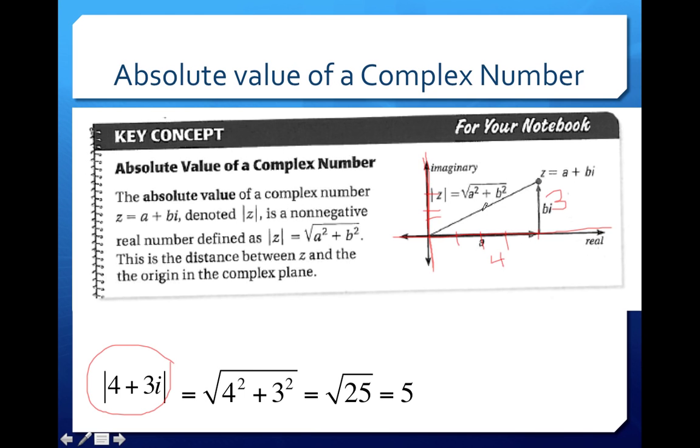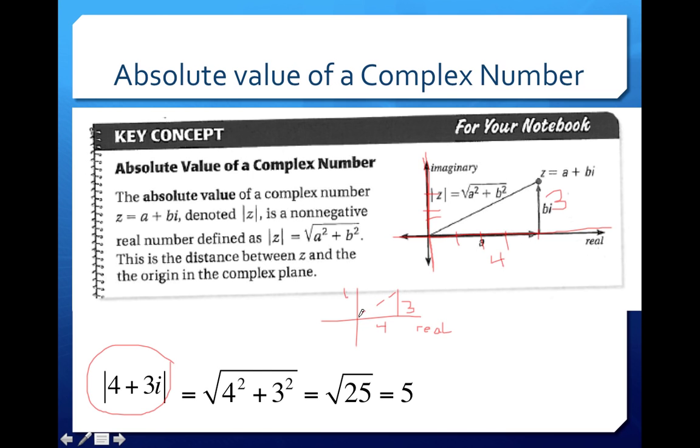A squared plus b squared equals c squared. So that gives me the absolute value. So the absolute value of 4 plus 3i, we graph it like this. Remember, this is my real axis. Let's see if I can spell real. This is my imaginary part. So I know I'm going to go over 4 and up 3. So here's 4, this is 3, and I want to find this distance right here.